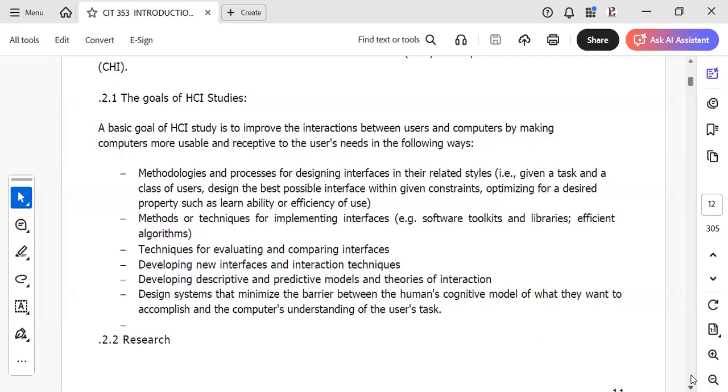A basic goal of HCI study is to improve the interactions between users and computers by making computers more usable and receptive to the user's needs in the following ways. So if you ask for the goals, it has one basic goal, and that goal is to improve interaction. You don't need to cram everything.